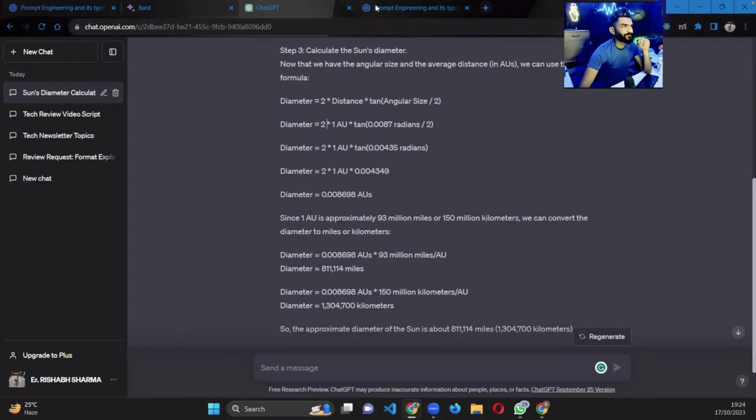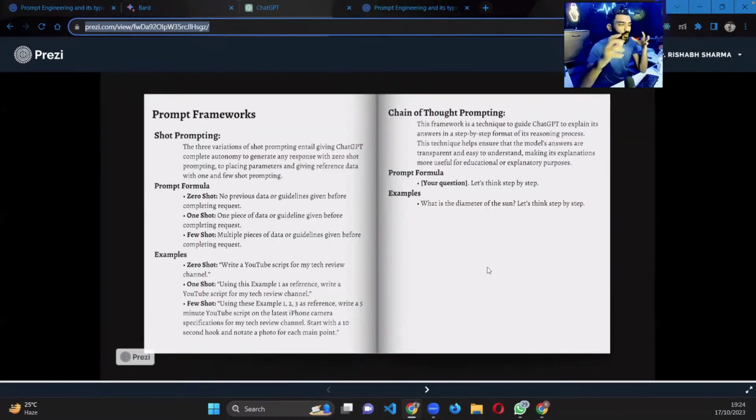Fine. So this was chain of thought prompting, where we ask our model not to directly give me the answer, but to give me the answer step by step. Yes, and that is one shot prompting. Exactly, Sanjeev. This is one shot prompting.